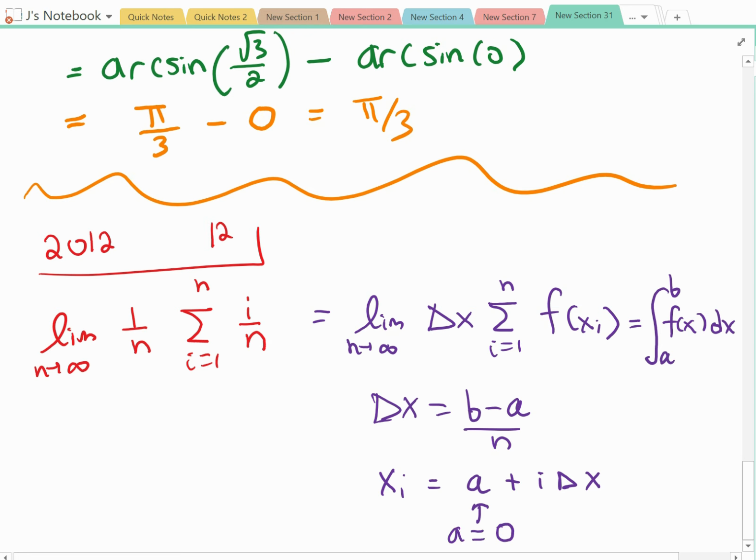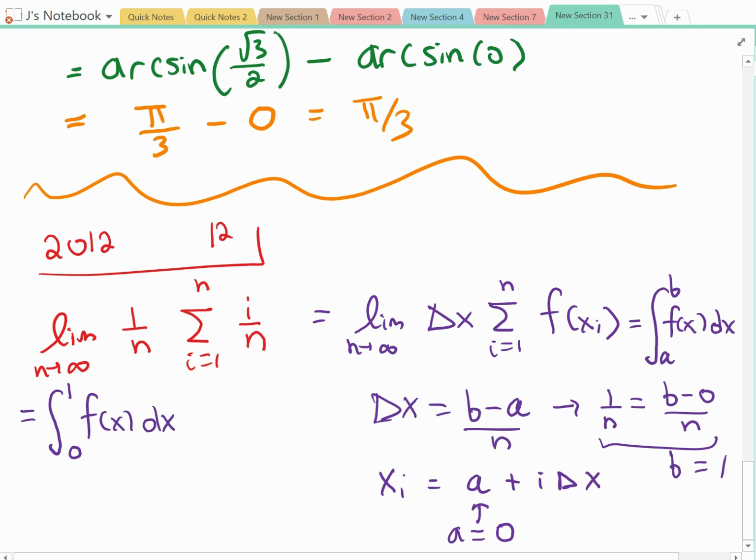So the next piece is from the delta x. Delta x is 1 over n, and it has to equal (b minus 0) over n. The n's cancel, so b is equal to 1. So this sum can be converted into the integral from a to b, from 0 to 1, of the function f of x dx. What's the function? Well, the thing in the sum is x sub i, which is f of x sub i, which is just x sub i. So f of x is just x. This is the integral from 0 to 1 of x dx.